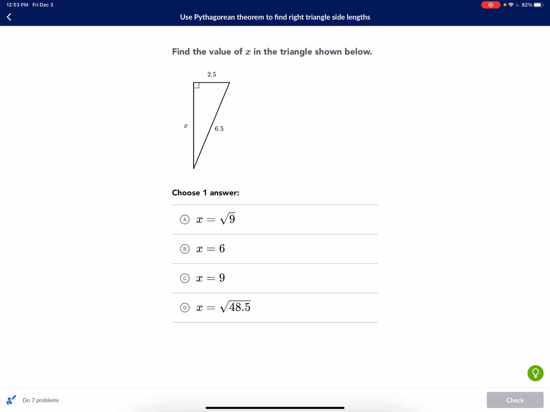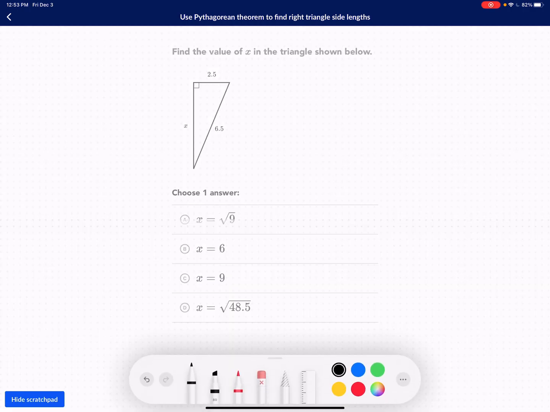Hello everyone, today we will be talking about the Pythagorean theorem, so let's get started here. So I have this problem here.